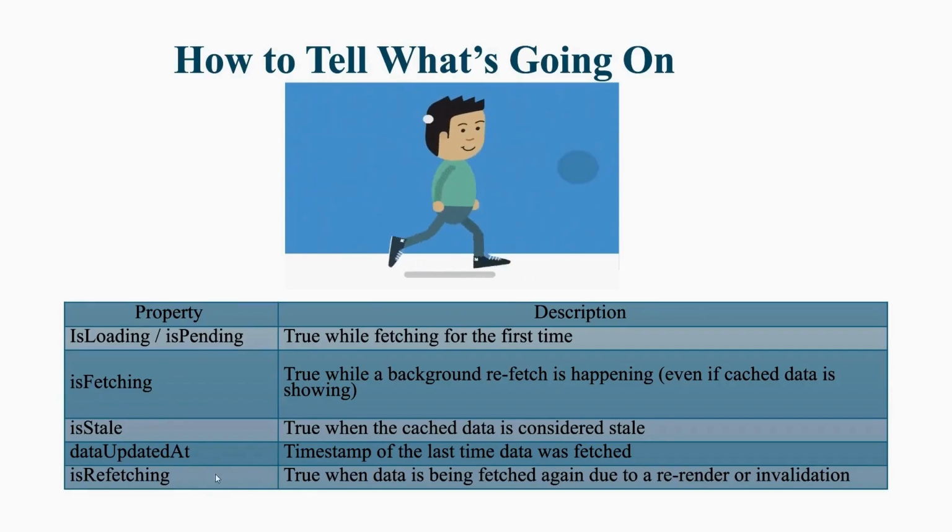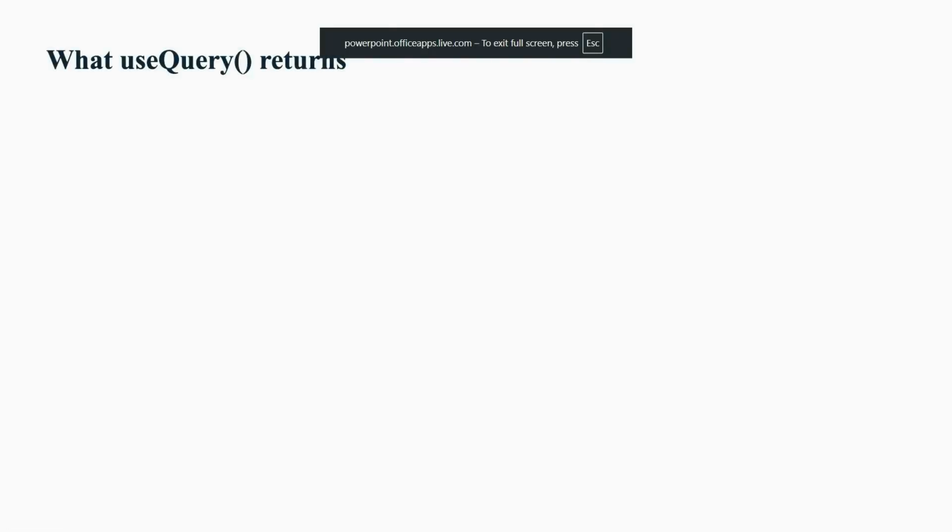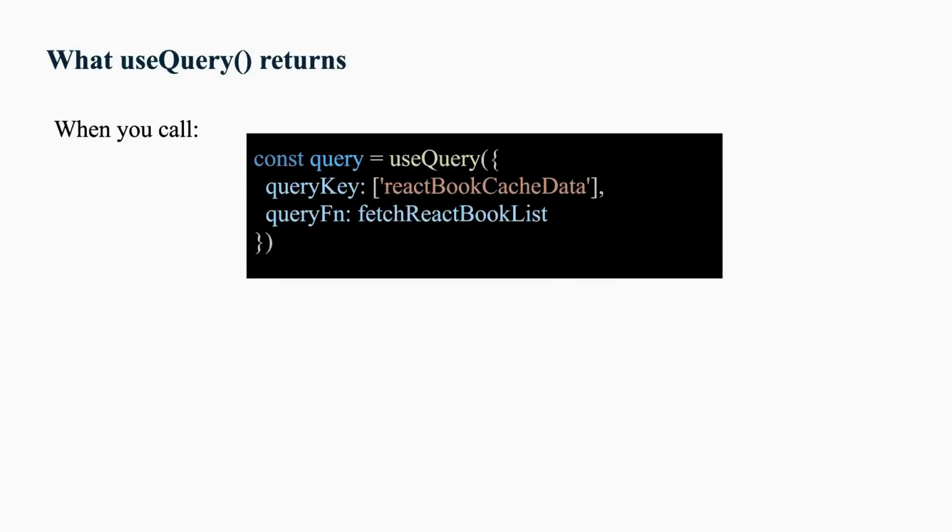Like this, it is going to return a few properties. It is not just going to return these, there is a lot more. Let's take a look into those as well. So, what does useQuery return? When you call const query = useQuery hook, it's going to have two things: the query key for caching the React book data, and the query function to fetch the data. So this is what a simplified version of our example looks like.